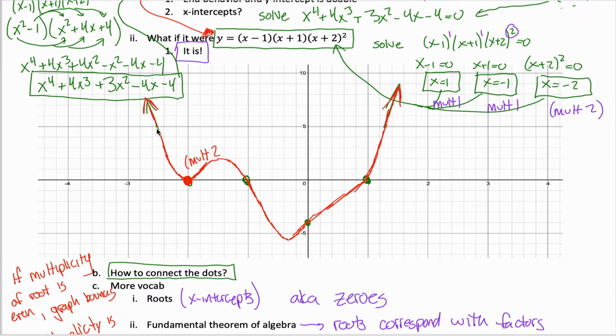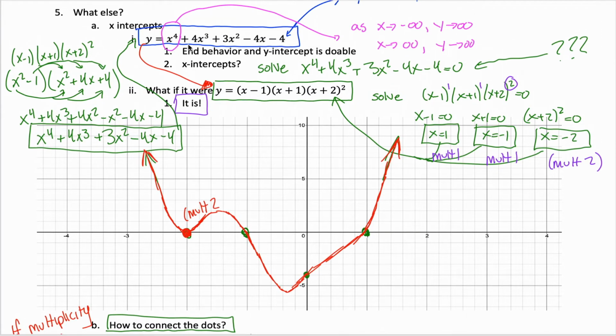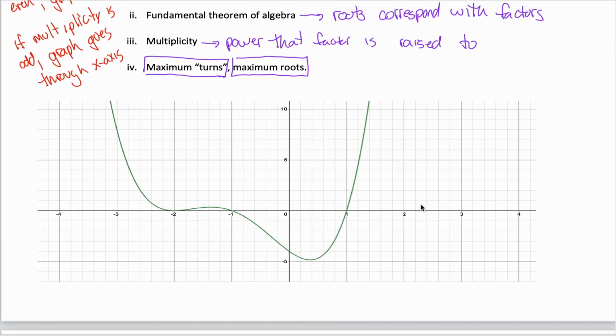I come up with this approximate sketch of the graph of x to the 4th plus 4x cubed plus 3x squared minus 4x minus 4 if I know that in its factored form, it's equal to x minus 1 times x plus 1 times x plus 2 squared. And you're like, oh, cool. Okay, so this is what the graph looks like? Not really. I mean, this graph captures most of the important characteristics, but the actual graph looks like this.